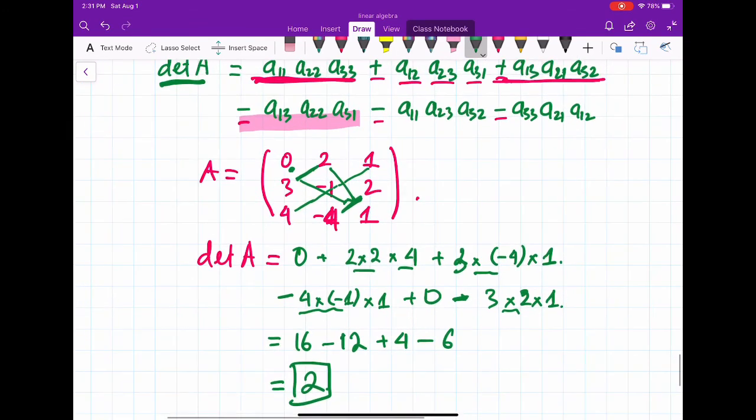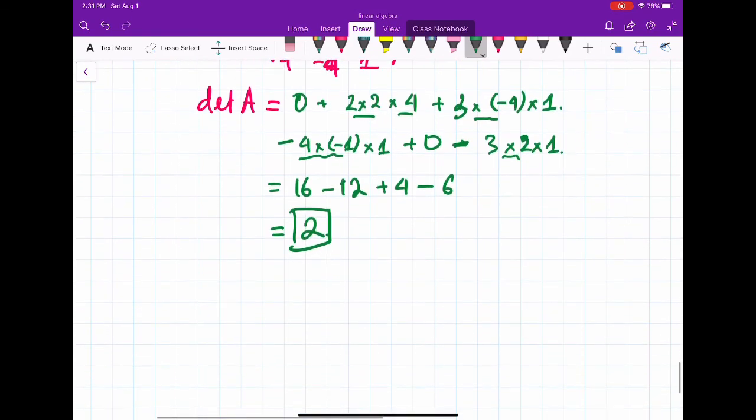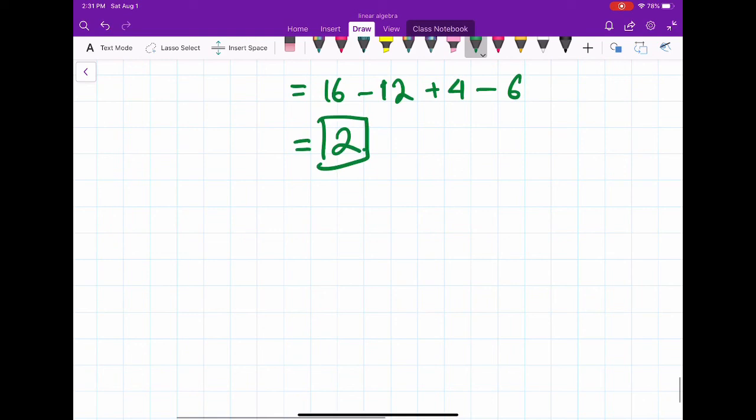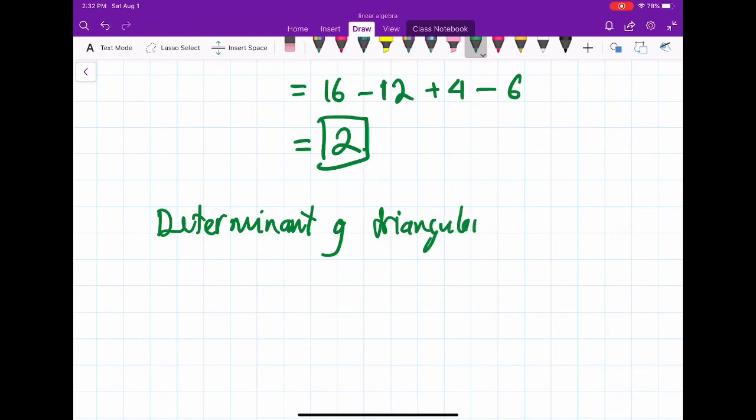Of course, you don't have to expand, because this is 3 by 3. So in order to finish this video, I just want to remind you about one more formula: the determinant of triangular matrices.